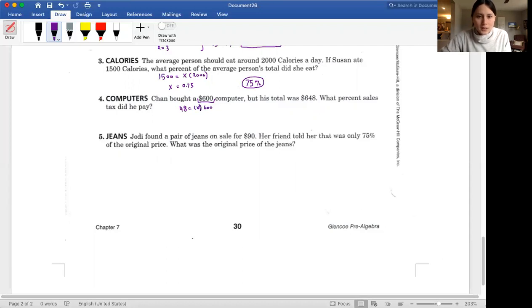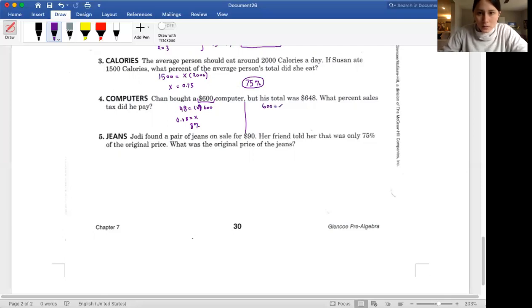So that means we're asking what percent of 600 equals the tax that he's paying. So we could do 48 divided by 600, and the answer is 0.08, which means that he's paying about an 8% sales tax, okay?